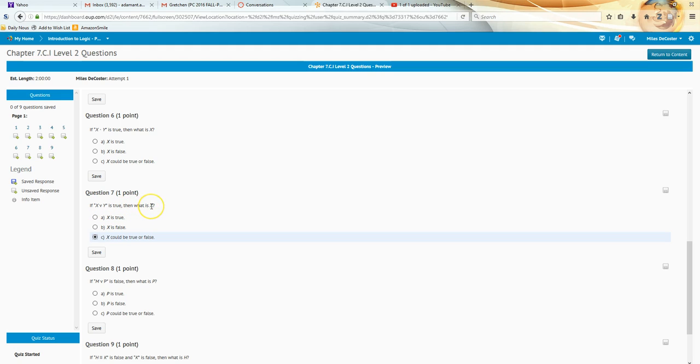In one of those cases, X is true, and in another, it is false. So it could be either or. And I would have to be able to go back to my truth table and look at it to know that that was the case.